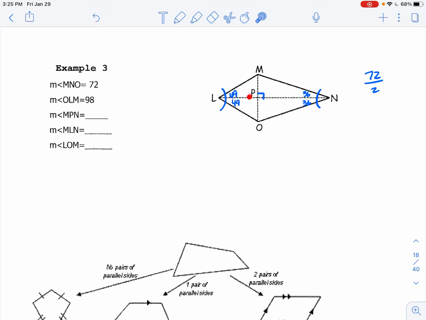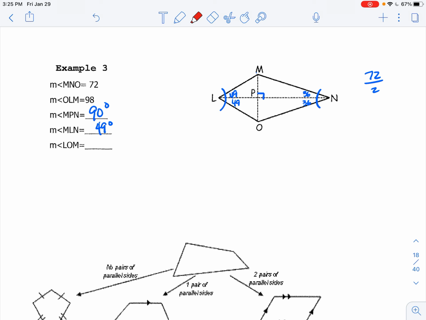So what else? I'm trying to find the measure of MPN. M to P to N? Well, that's easy. That's the 90 degree. Now let's find M to L to N. Oh, I already found that. That's 49 because that angle is bisected. And the last one, let's find L to O to M. Okay, so that one I don't know.